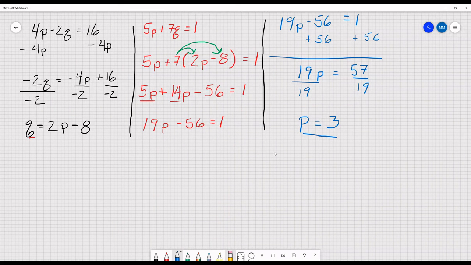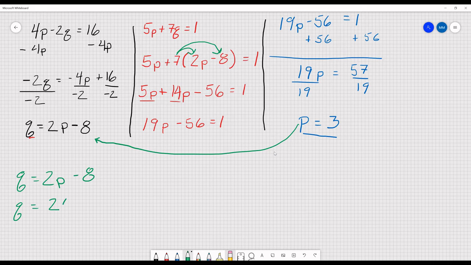Next step says, okay, if p equals 3, take that information back and find out what q is. So this is our back substitution step. I have that q is equal to 2 times p minus 8. And we have just discovered that p is 3. That gives me a 6 minus 8, which leads me to believe that q is negative 2.